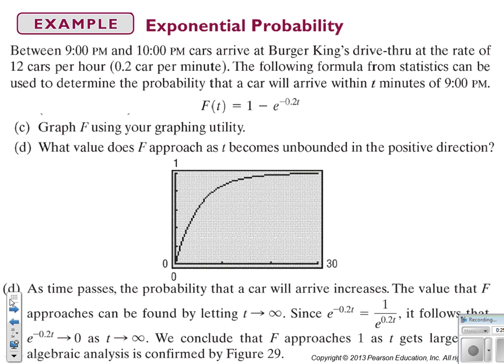Since e to the negative 0.2t is equal to 1 over e to the 0.2t, and as that approaches 0 as t approaches infinity, we conclude that f approaches 1. If this is 0, 1 minus 0 is going to be 1. So f approaches 1 as t gets large. And that makes sense because that means it's a 100% chance that your car arrived.